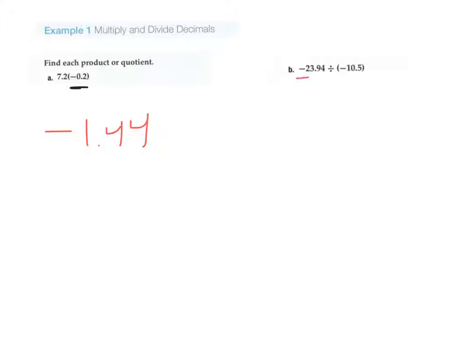Here we have two negative signs, so our answer is going to be positive, and all we have to do now is divide. So take your calculator and divide the two, and we get 2.28.